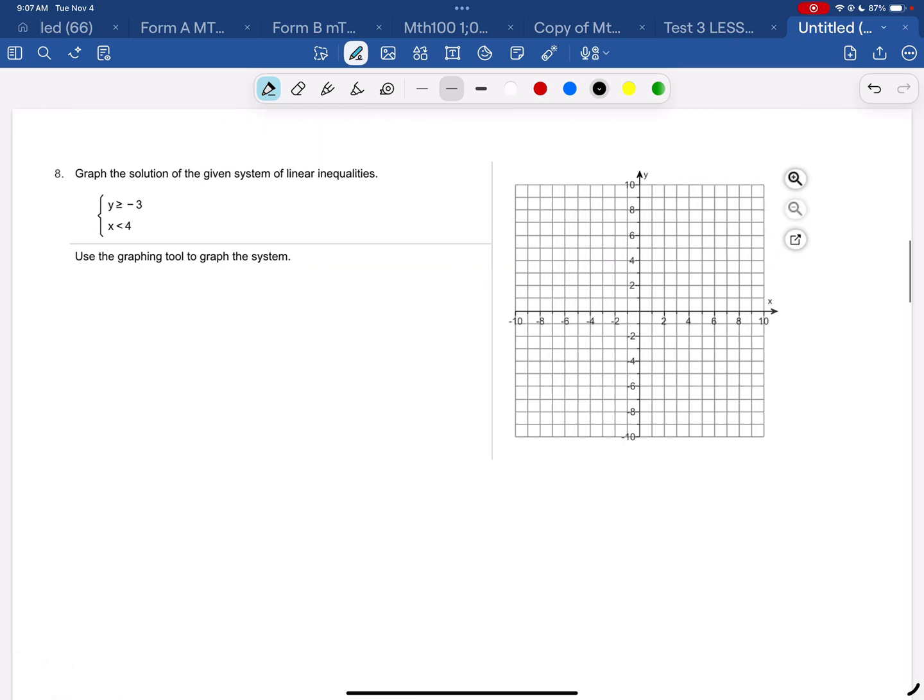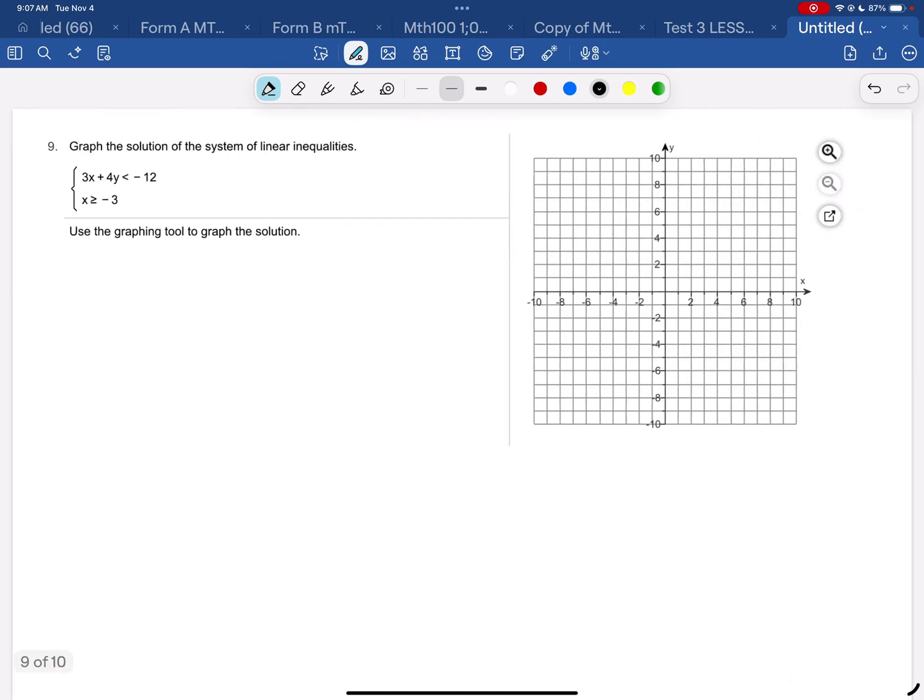There's another vertical and horizontal example. Here we have a line that is not horizontal or vertical because it has both X and Y, and then we have a vertical line because of the X only. So 3X plus 4Y equals negative 12. That's in standard form. The easiest way to graph a line in standard form is to find the intercepts.